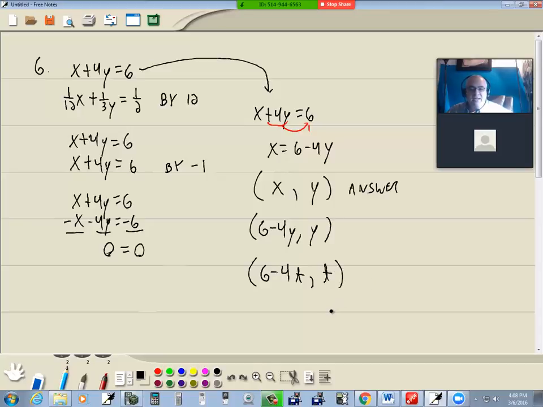Now what this means is you can plug anything in for y. You can put 3 in there. Now if I were to put 3 in, for example, then I'd have to put 3 here. And I'd have 6 minus 4 times 3. So the x part is dependent upon whatever you put in for y. And that's why they call it a dependent system of equations. And that would be our answer.